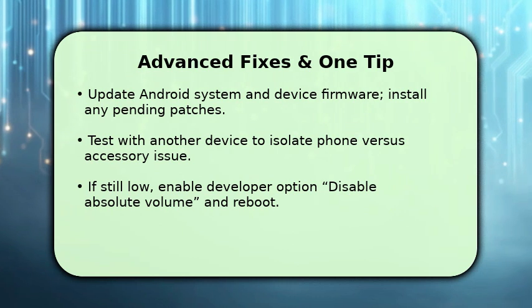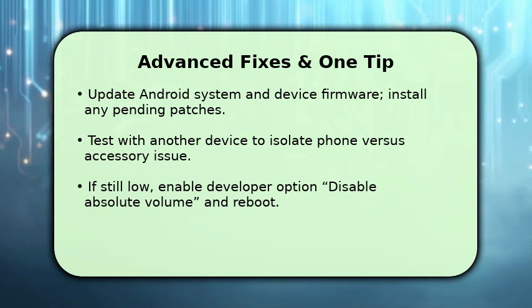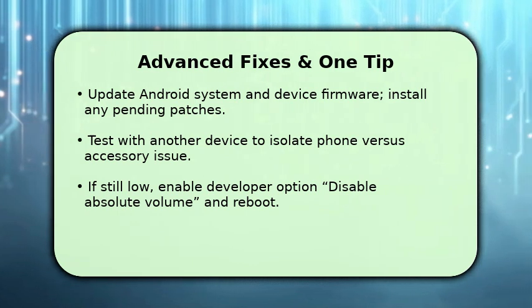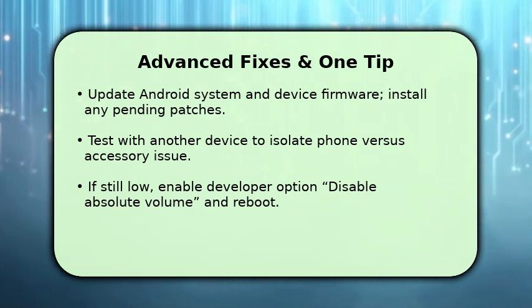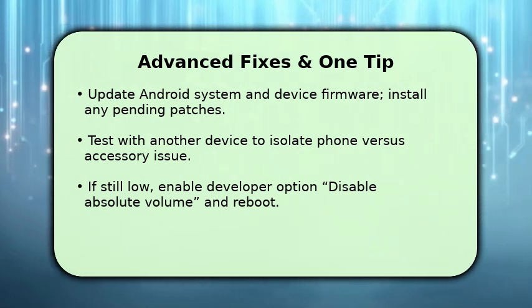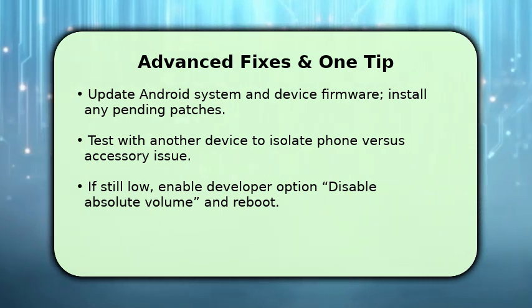If the problem persists on your phone only, enable developer options, turn on Disable Absolute Volume to separate phone and device volume control, then reboot. This often restores usable levels. If that still fails, try a factory reset as last resort and call support.